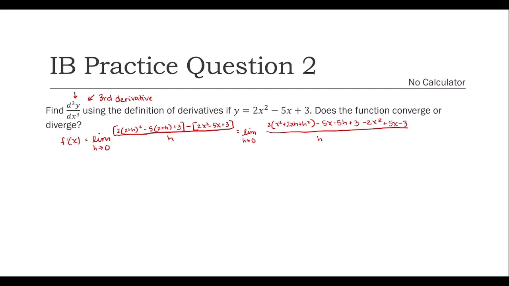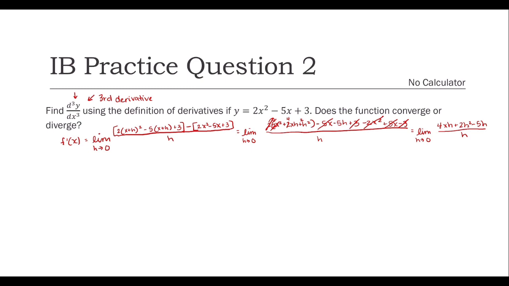So we have a minus 5x and a plus 5x, a plus 3 and a minus 3. We're going to have 2x squared, 4xh, and 2h squared. So we'll have a negative 2x squared and a positive 2x squared. So this equals the limit as h approaches 0 of 4xh plus 2h squared minus 5h all over h.